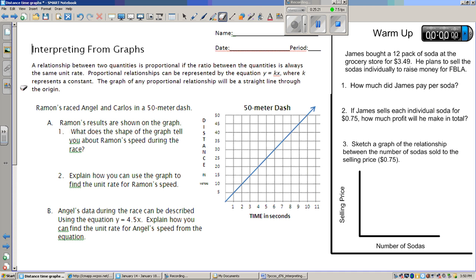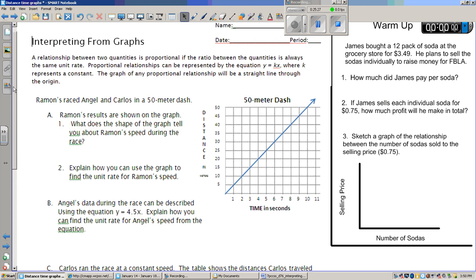All right, so at the top of the page that says interpreting from graphs, it says a relationship between two quantities is proportional if the ratio between the quantities is always the same unit. Proportional relationships can be represented by the equation, circle this, y equals kx, where k represents a constant. The graph of the proportional relationship would be a straight line through the origin.